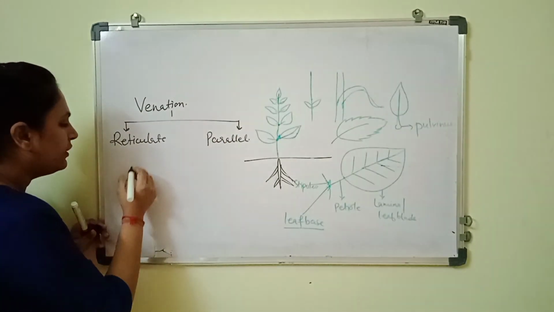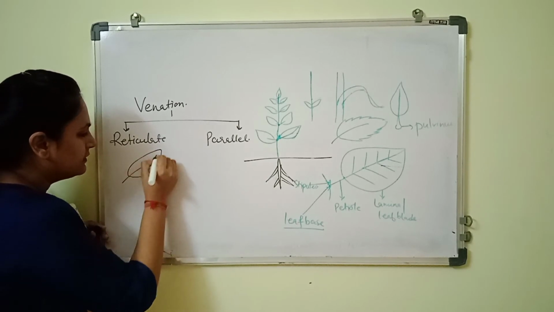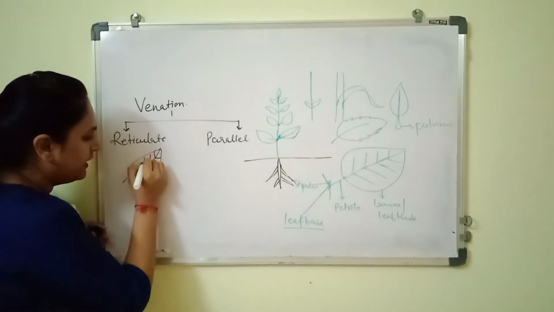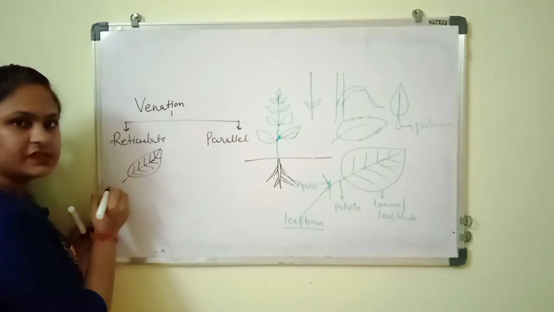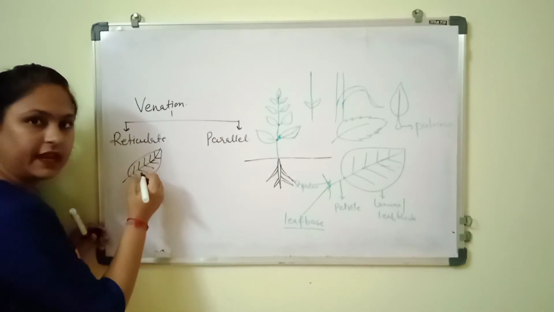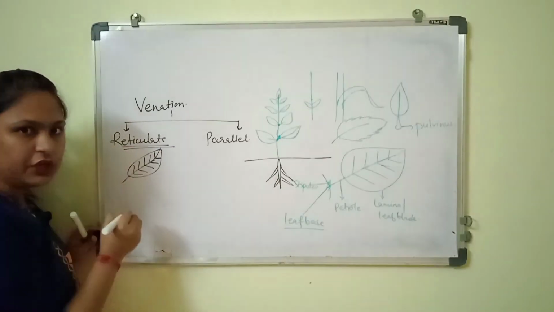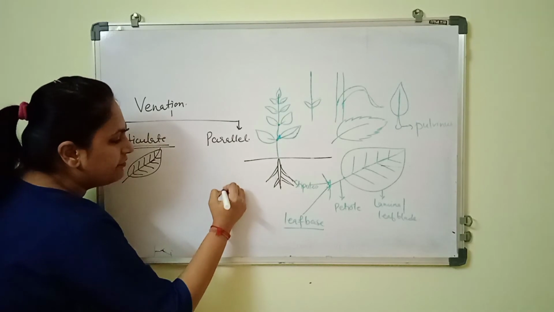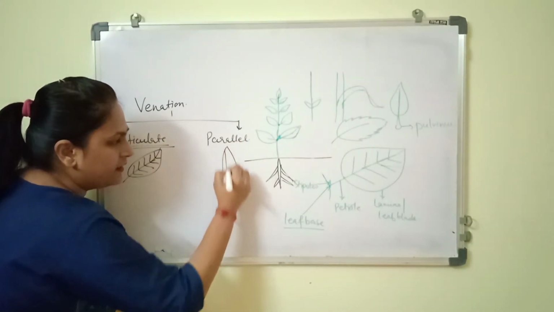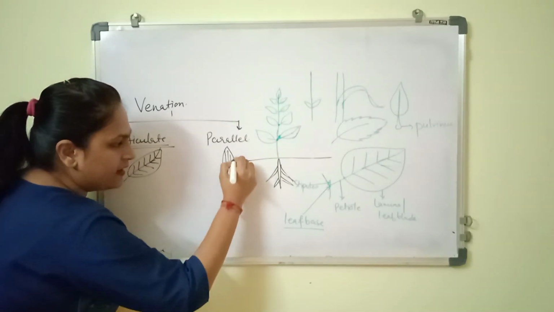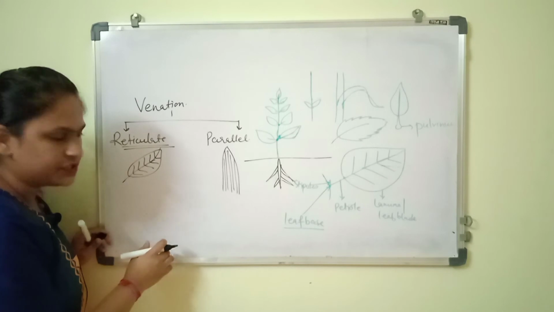Reticulate venation is where the leaf bears network-like structures, network-like veins. Such type of venation is called reticulate venation. And the leaf which has parallel veins, such type of venation is called parallel venation.